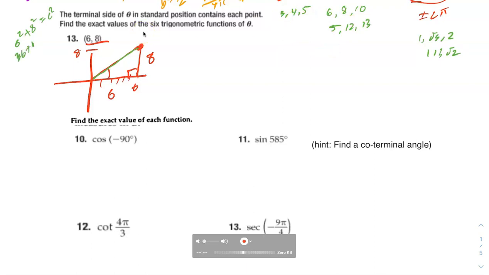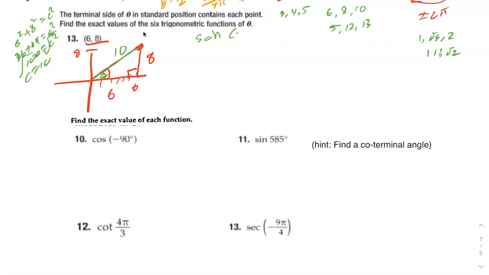36 plus this, to prove my point. So 100 equals c squared, square root, c equals 10. So 6, 8, 10. Again, this is my angle. And now all we've got to do is SOHCAHTOA. Sine is opposite over hypotenuse. So sine would be opposite over hypotenuse, 8 over 10. You can reduce if you want. I'm just gonna leave it.